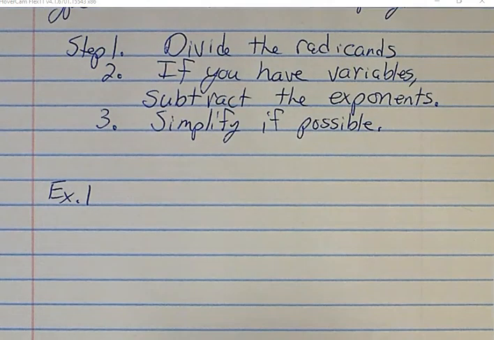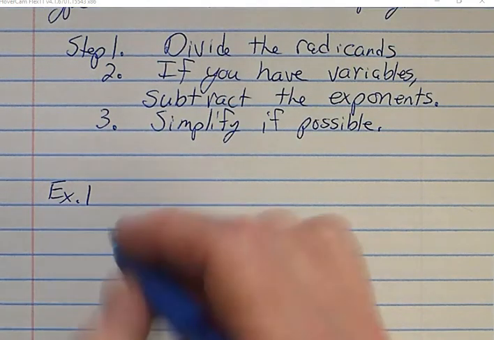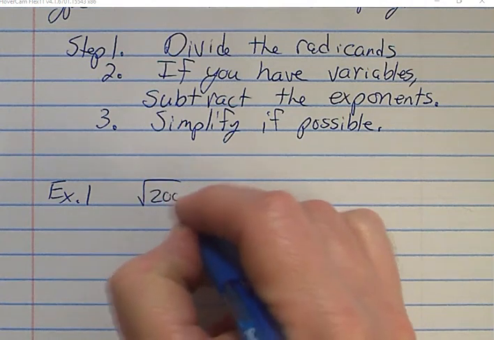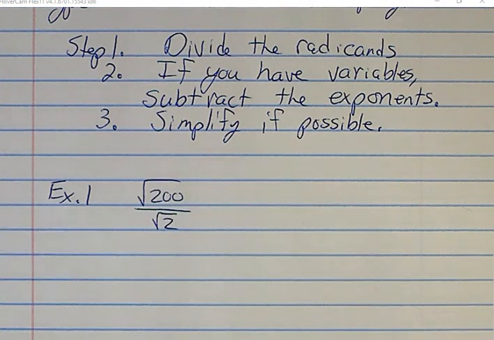Okay, so here's what we're going to do. So there's our 3 steps for everything we're going to do. All right, first problem. Let's stick with square roots because it seems like it's a little bit easier to work with square roots than third, fourth, and fifth roots. So we start with square root of 200 over 2.